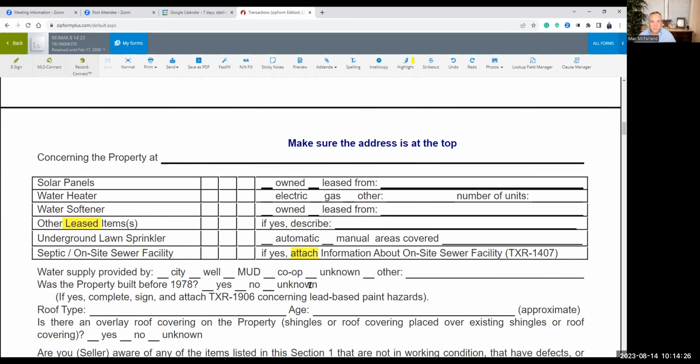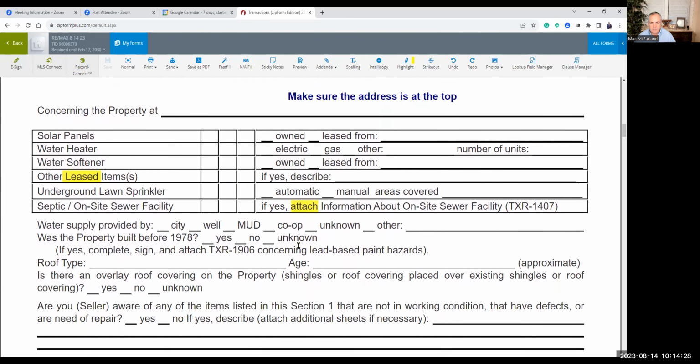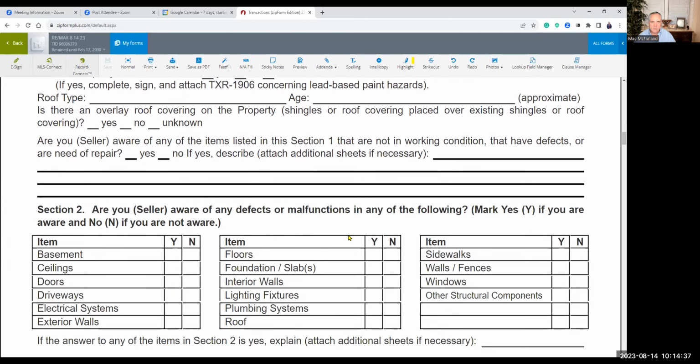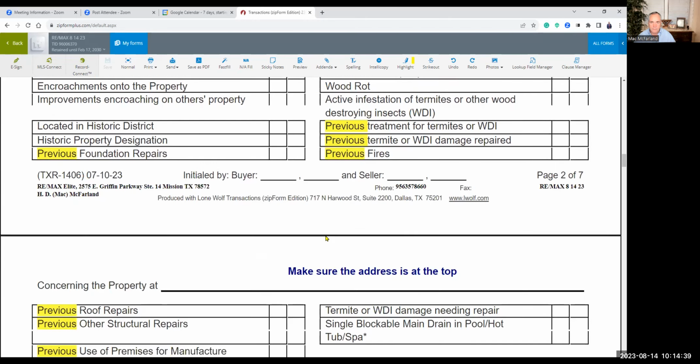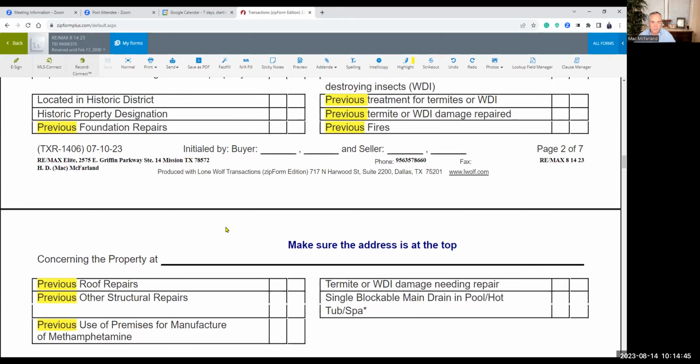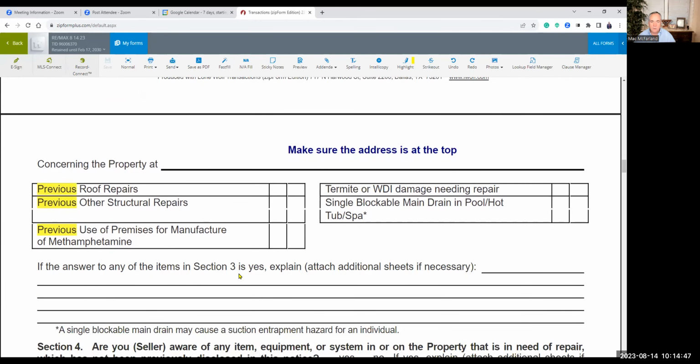On here, I also touch base on a couple other items. If it says attached, remember that's what we were talking about. If there's a septic or sewer, we're supposed to attach the information about that. 1407, that's a requirement. And if there are any previous items, foundation, wood destroying insects, roof repairs, any of that, we're supposed to have comments down here in this section or attach a sheet to it.